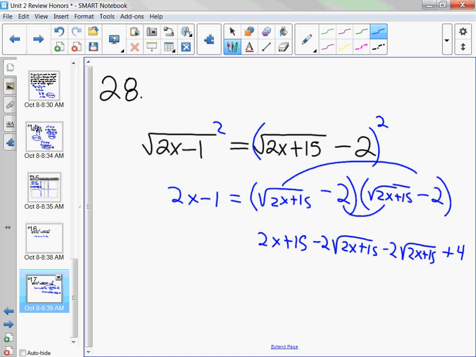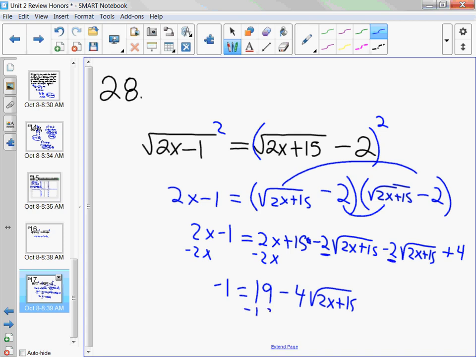And then I've got my equal sign right here. Oh, wait, no, my equal sign's over here. 2x minus 1. Sorry. And then over here, I'm going to get everything to the other side. So I'm going to minus this 2x from that 2x, and that gives me negative 1. Plus, and I'm going to add the 15 and the 4 together to get 19. So I'm kind of in a hurry, sorry. 19, and then a minus 4 square root of 2x plus 15. It's 4 because negative 2 and negative 2 make negative 4.